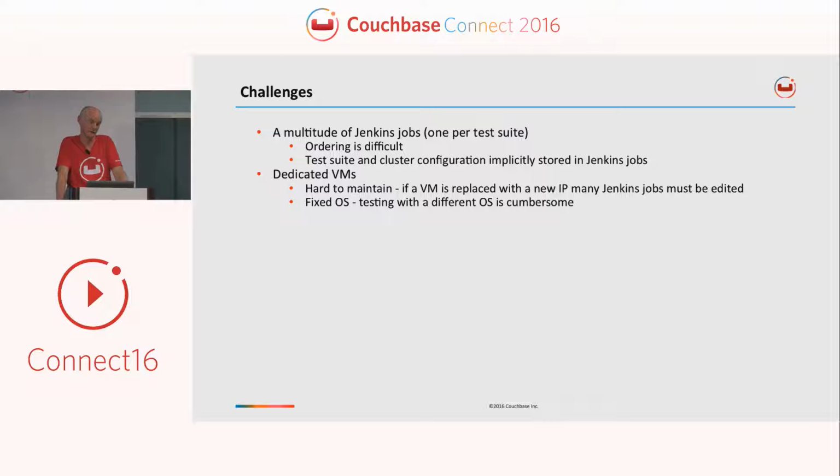And the VM was a given OS, and if we wanted to run the same set of test cases against a different OS, then we would be duplicating the Jenkins jobs and replacing them with the IP of a different VM.